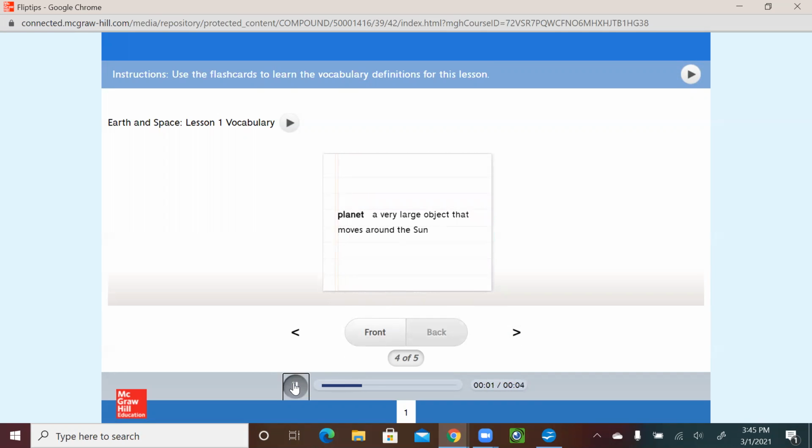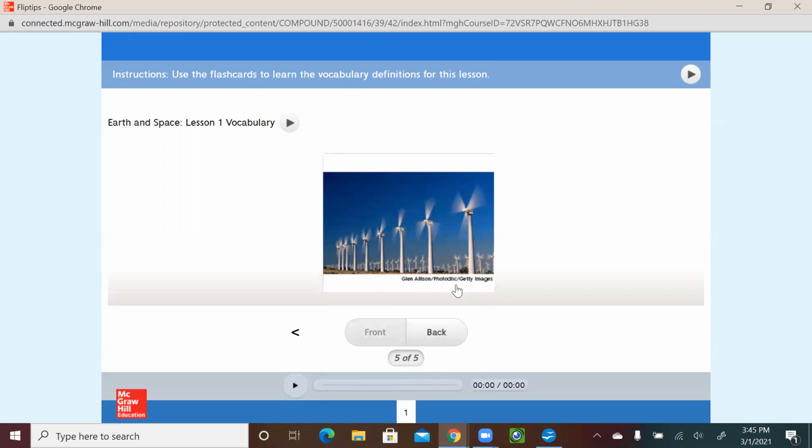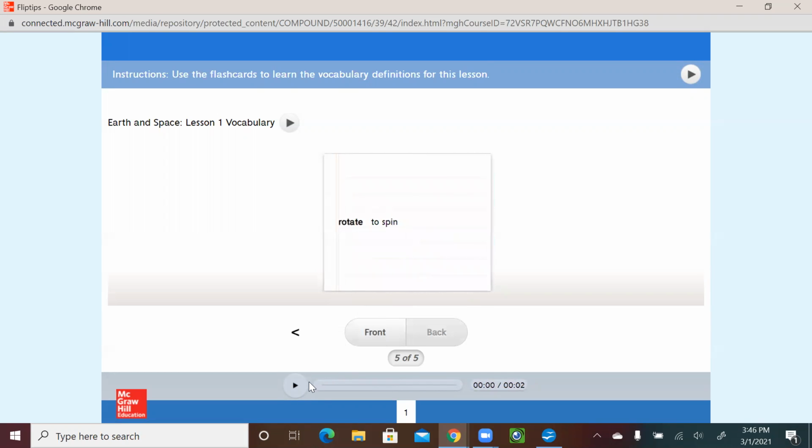Planet. A very large object that moves around the sun. One more time. Planet. A very large object that moves around the sun. Rotate. To spin. So when things rotate, that means they spin.